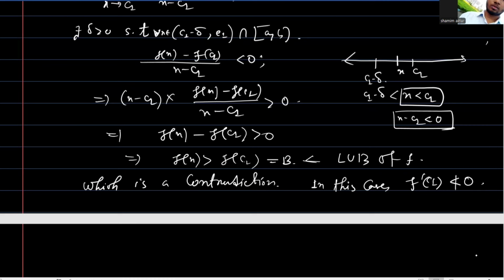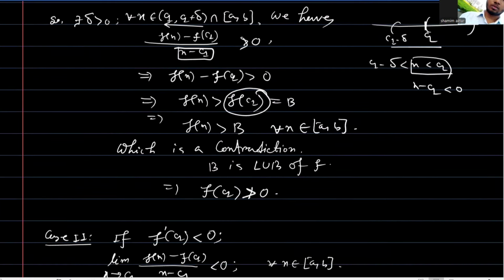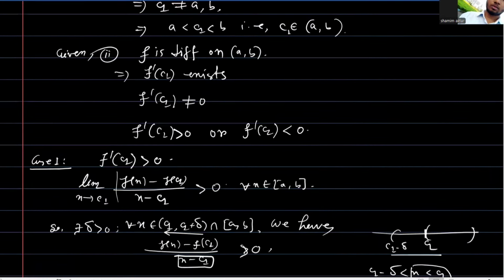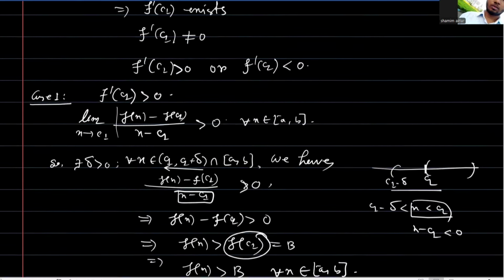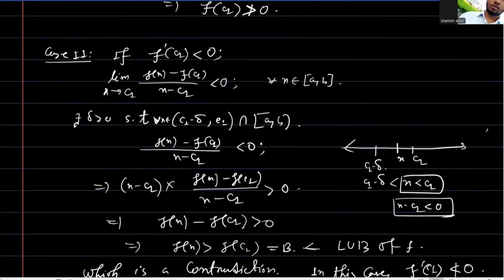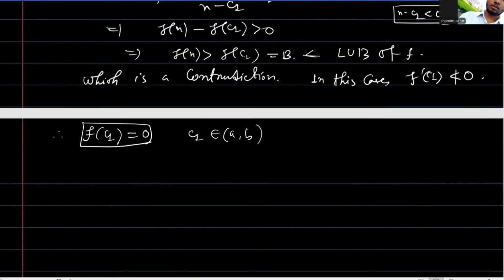So this implies f dash c1 equals 0, and c1 belongs to a comma b. Therefore c1 is my c, which belongs to a comma b, such that f dash c is equal to 0, and Rolle's theorem is satisfied and proved.